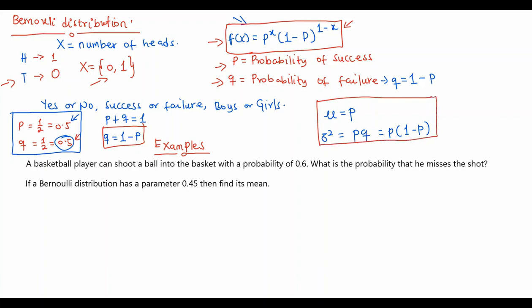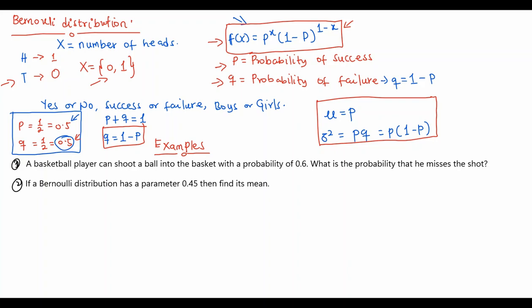So let's take an example. I have two examples here actually, so let's look at the two. The first question says a basketball player can shoot a ball into the basket with a probability of 0.6. What is the probability that he misses the shot? Okay, so a basketball player can shoot a ball into the basket with a probability of 0.6. What is the probability that he misses the shot? So what will be our p in this case? He was able to shoot the ball.